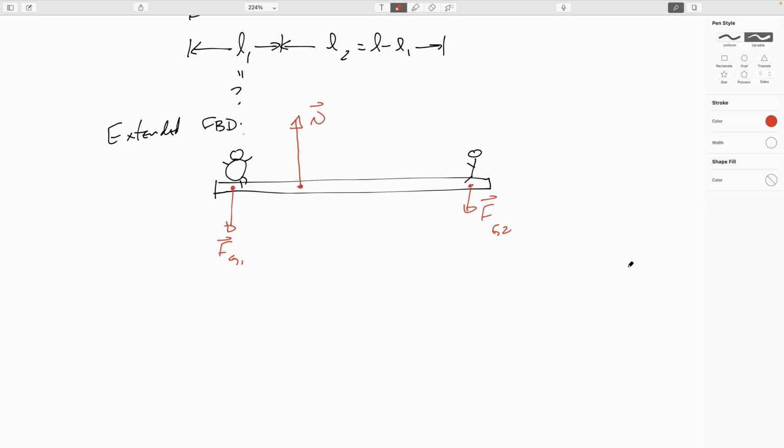So let's go ahead and write down our equilibrium equations here. First off, sum of forces in the x direction is 0. Well, that's automatically satisfied because there are no x components of any forces. Great.